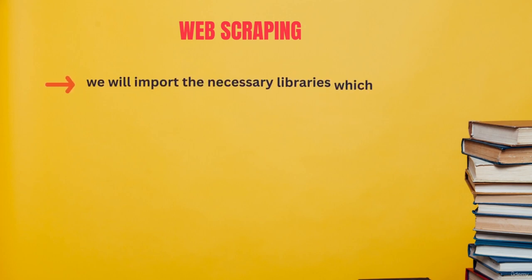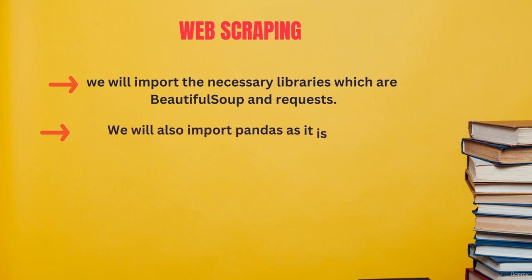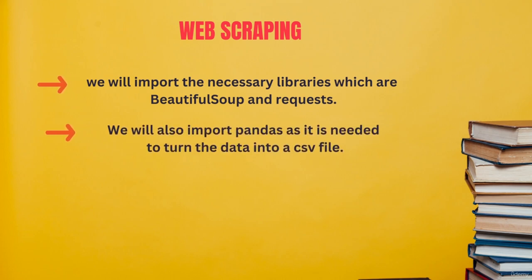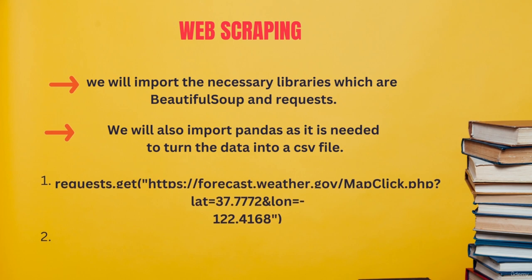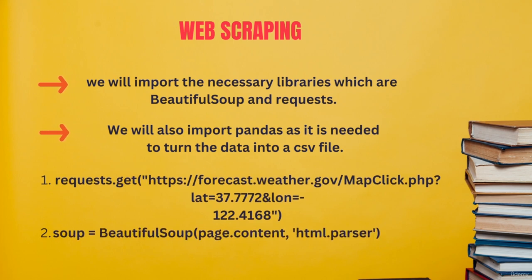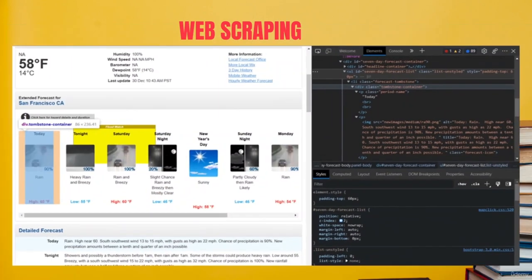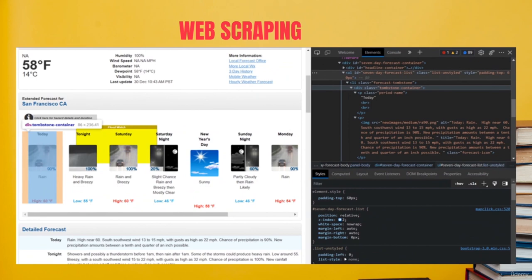Firstly, we'll import the necessary libraries, which are Beautiful Soup and requests. We will also import pandas as it is needed to turn the data into a CSV file. We connect to the page with the help of the requests.get method. Then make the page's content into a soup object with the help of the HTML parser. Now, as we can see, we want to scrape the weather information for 7 days.